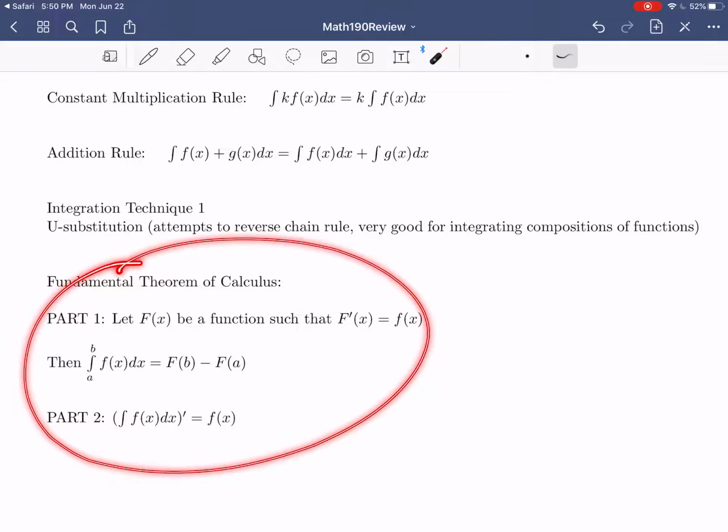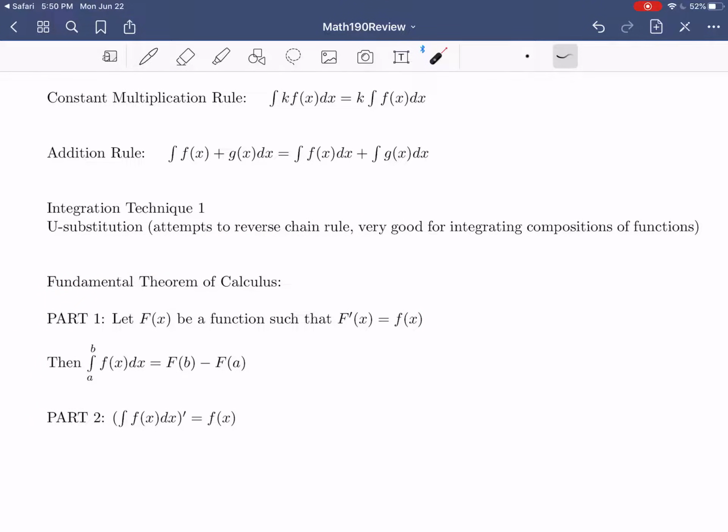Lastly, we won't use this too much, but we should remind ourselves of the fundamental theorem of calculus, the relationship between derivatives, antiderivatives, and also definite integrals. Part one of the fundamental theorem of calculus said that if you have a function, capital F of x, that is the antiderivative of little f of x, in other words, if big F prime of x is equal to little f of x, then the definite integral from a to b of little f of x dx is the antiderivative evaluated at b minus the antiderivative evaluated at a.